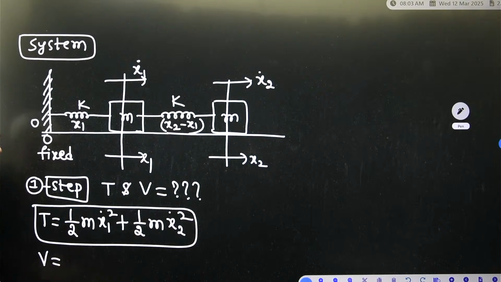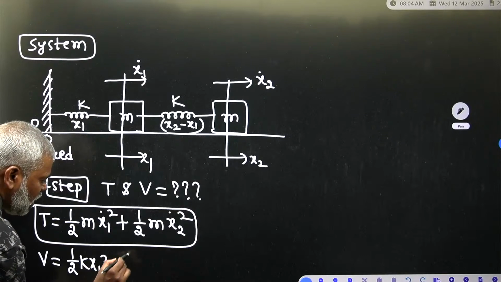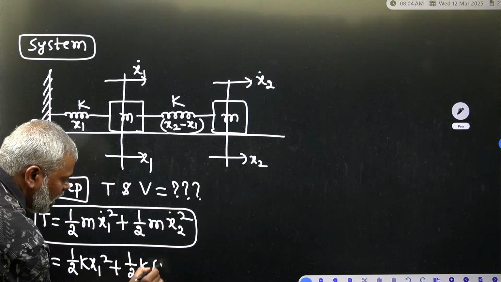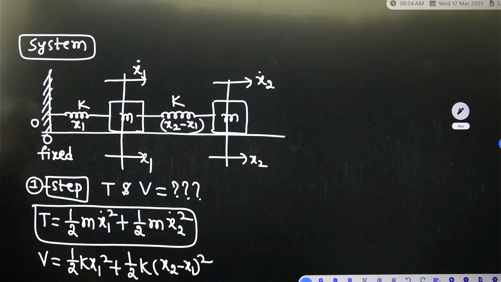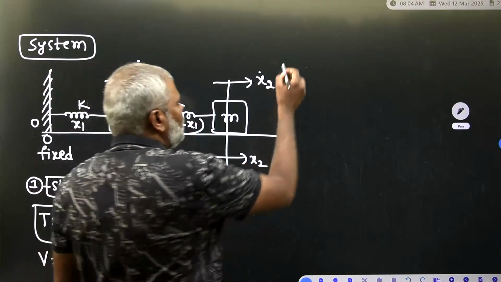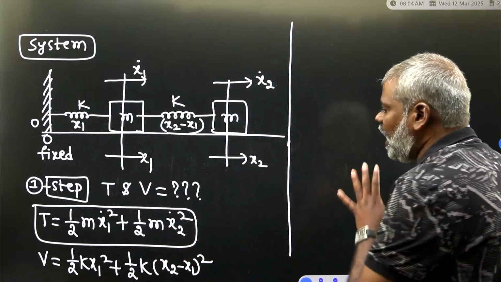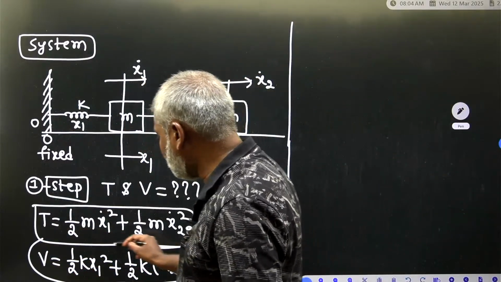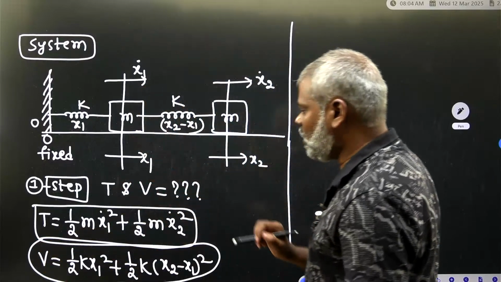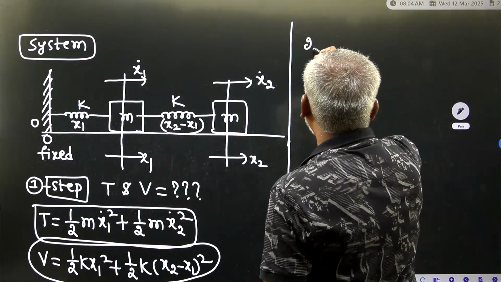Now you are able to see the potential energy: 1 by 2 k x1 dot square plus 1 by 2 k (x2 dot minus x1 dot) whole square. Clear? So this is the kinetic energy and the potential energy of the system. We have to calculate it like this. Now the second step, what is the second step?